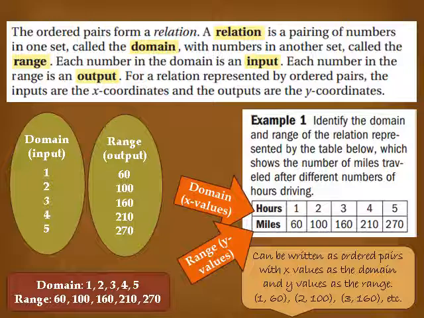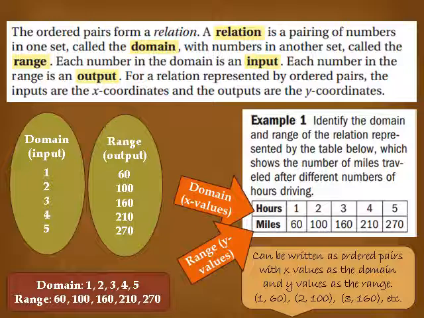So if we come over here, as I said, this was mapping. This is listing our domains and our ranges. So the domain is 1, 2, 3, 4, 5, our x values or our input values. And the range is the output, also known as the y values, and those are 60, 100, 160, 210, and 270. So far we have mapping, listing, and a table.